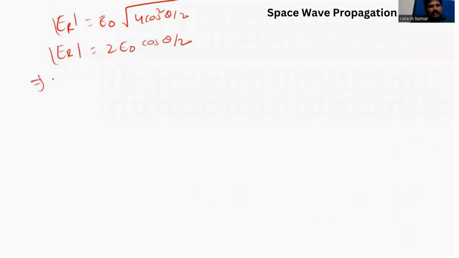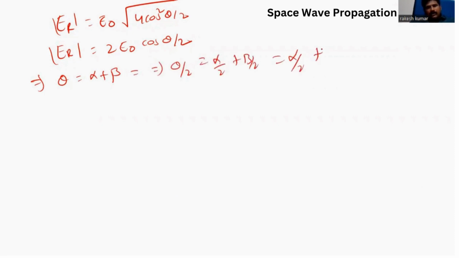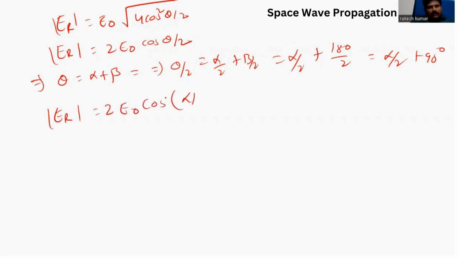So we know that the total phase shift of theta is equal to alpha plus beta. This implies theta by 2 is equal to alpha by 2 plus beta by 2. That is alpha by 2 plus, what is the value of beta? Beta is 180 degrees, so that is alpha by 2 plus 90 degrees. Therefore, mod ER is equal to 2 E naught into cos of alpha by 2 plus 90 degrees. So it is 2 E naught into sine alpha by 2.